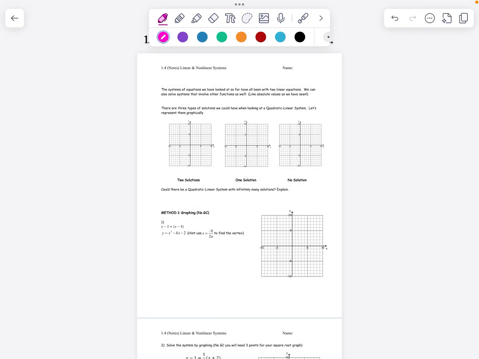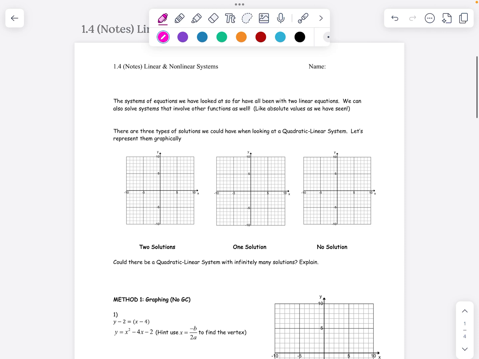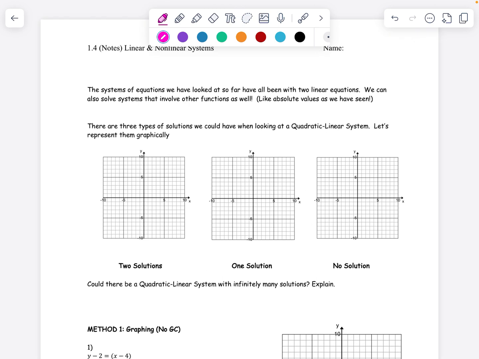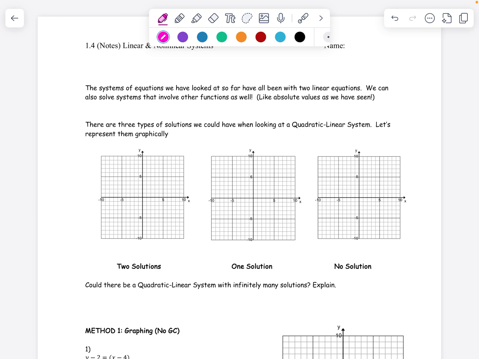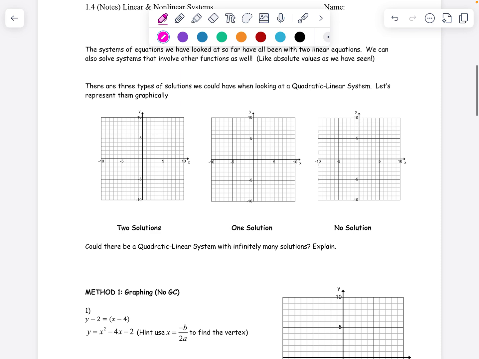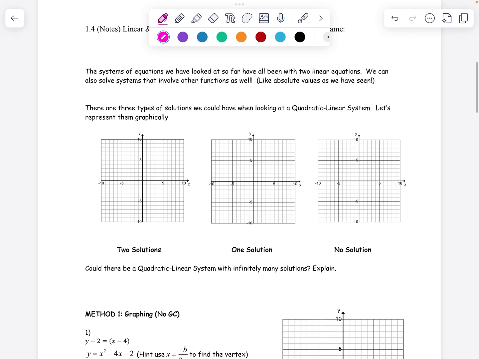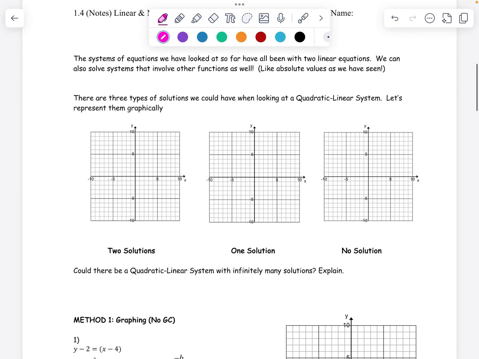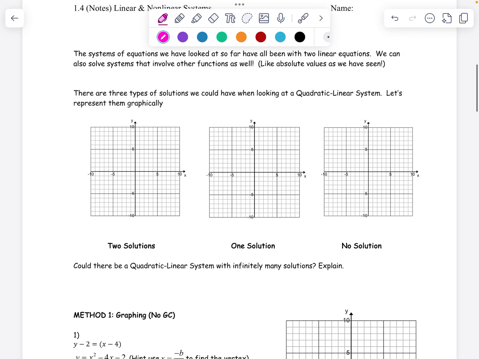All right, so today we are taking a look at linear and non-linear systems. The first thing we need to talk about is, so far we've just been looking at linear systems, really. We threw absolute value in there, which has linear parts to it. But today we're going to take a look at quadratics and what square roots do when we start adding them to our systems of equations.